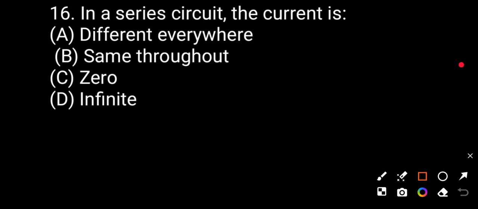Question number 16. In a series circuit, the current is different everywhere, same throughout, 0, infinity. The correct answer will be: in the series circuit, the current will be same throughout.